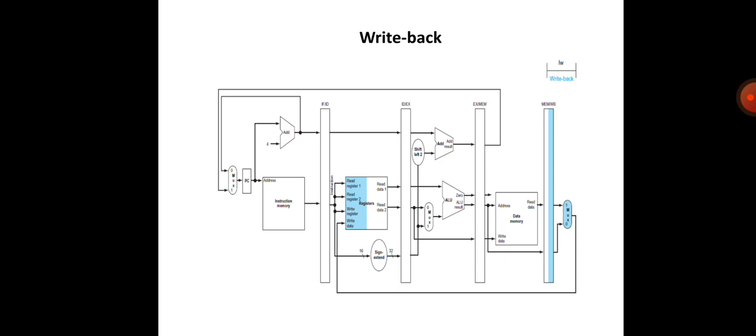The last stage is the write back stage, where the data is read from the last pipeline register and written into the register. Writing is done in the left half of the register, so the left half is highlighted. So this is how the load instruction performs its operations through these 5 stages in a pipeline manner.